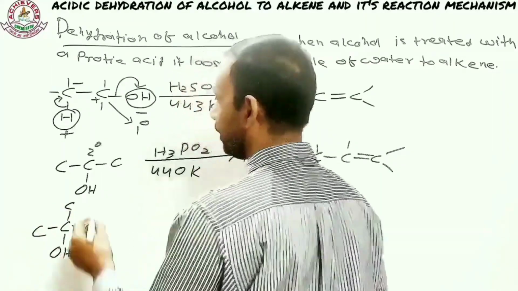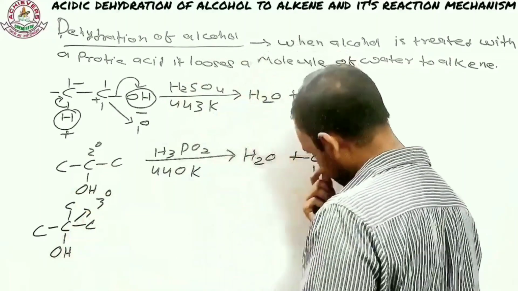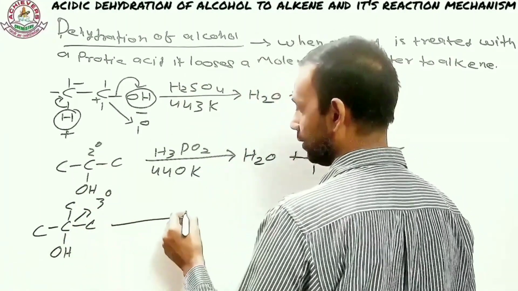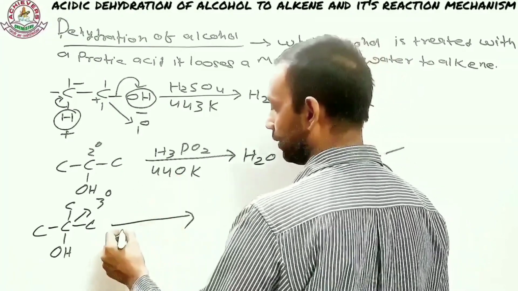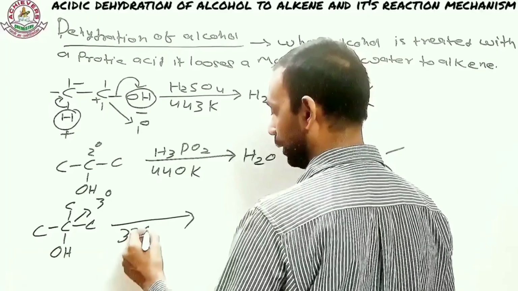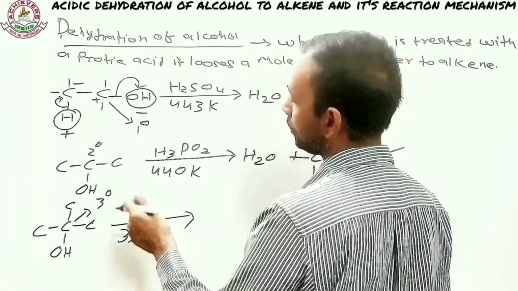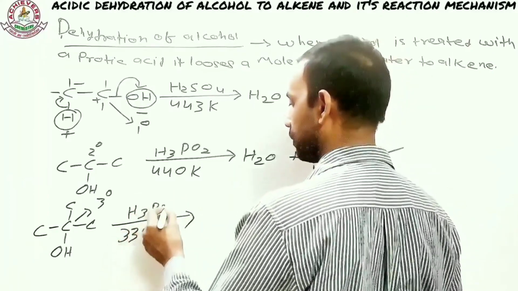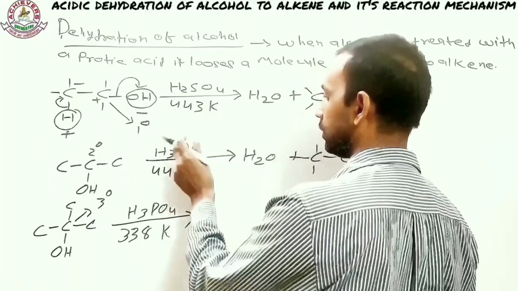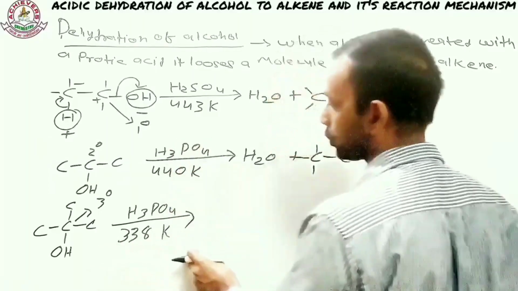Now you do understand that if this was 2 degree, this must be 3 degree then. So if a tertiary alcohol is undergoing dehydration, this will require even less temperature. I don't remember that. I'm guessing around 338 Kelvin or something over there. And this requires an even weaker acid, a weak acid like H3PO4, but this time the temperature has to be further lower.